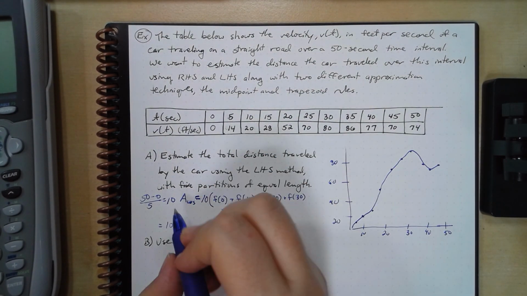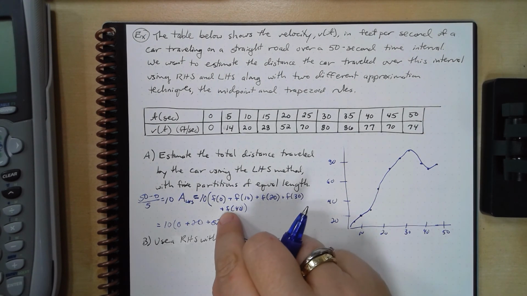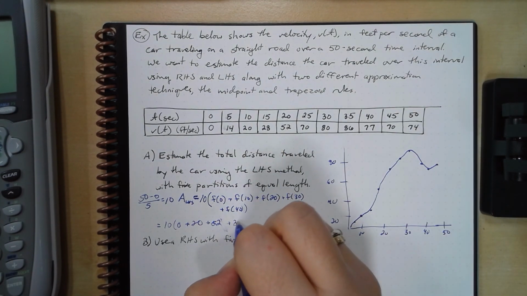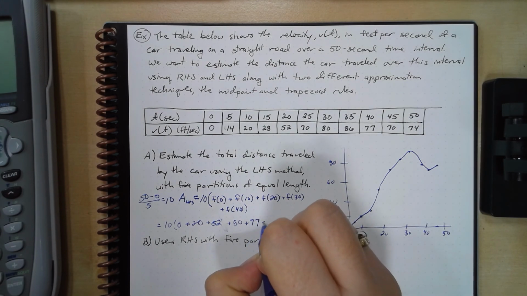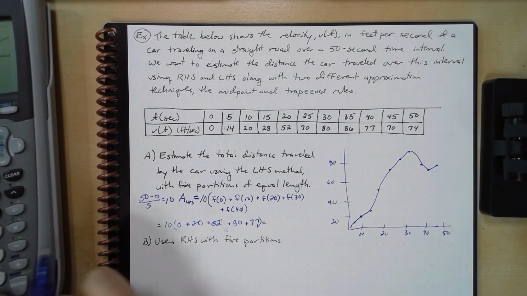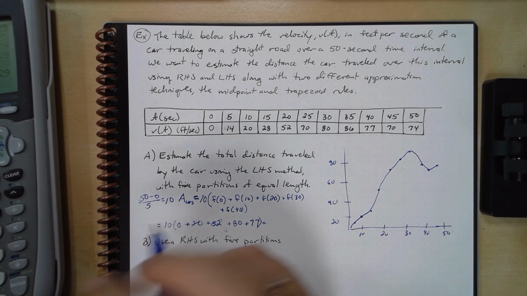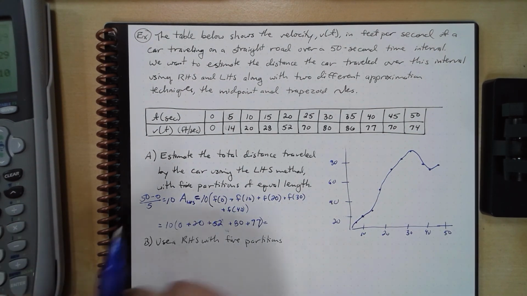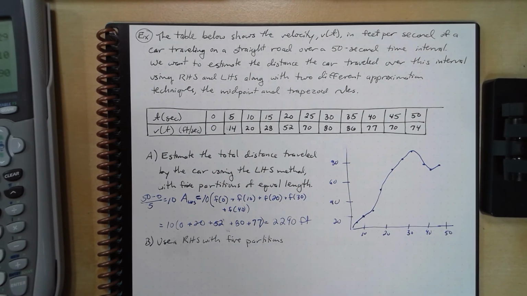Well, f of 0 is just 0, plus 20, plus 52, plus 80, plus 77, which equals, I'll do it for you fast. I would speed up through this part if I were you. Oops, 229 times 10 is equal to 2,290 feet. Okay, so far so good.